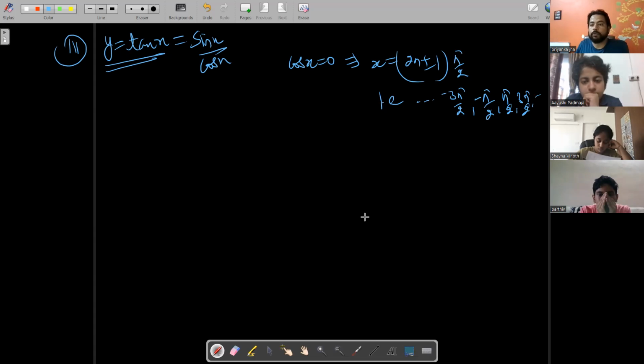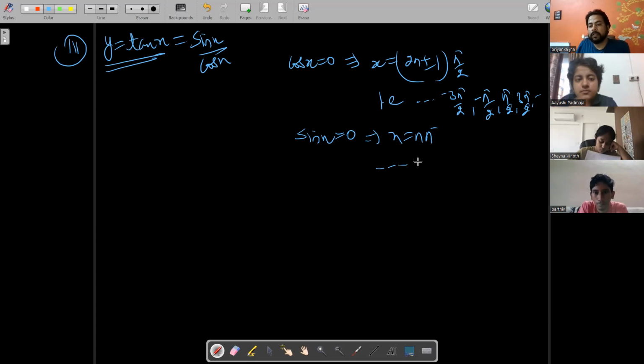You can also observe where tan will intersect the x-axis. Whenever tan becomes 0, it means it will intersect the x-axis, right? tan becomes 0 whenever sine becomes 0, because sine is in the numerator. Whenever the numerator takes 0 value, the whole thing will become 0. So sin x is 0 at all integral multiples of pi, that is minus 2 pi, minus pi, 0, pi, 2 pi, etc. That's enough information for us.